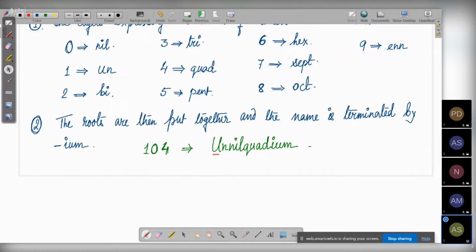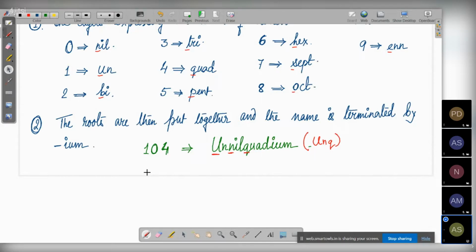So U, n, q. It will be Unq. Is it clear to everyone? Yes, sir. So it's very easy. Nothing, just remember these first letters and do it. Very simple.